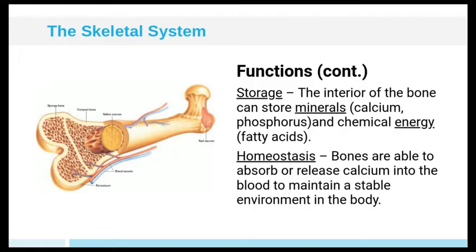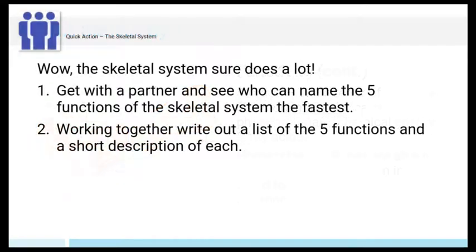Homeostasis: bones are able to absorb or release calcium into the blood to maintain a stable environment in the body. That's required for muscles to move. It's also required for nerves to function properly. So you wouldn't be able to move or sense when something touches you or that sort of thing. So the skeletal system sure does a lot.